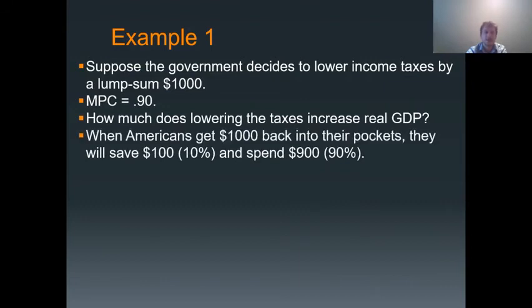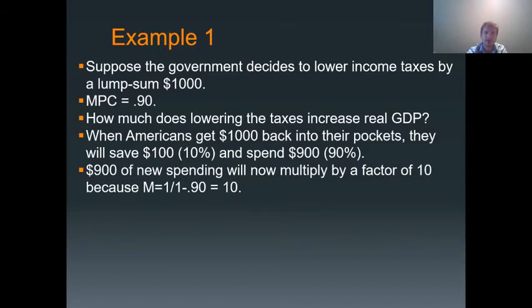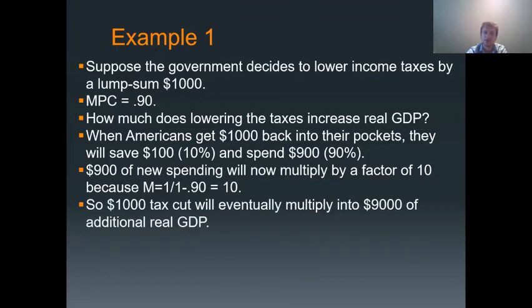So when Americans have $1,000 in their pockets, they'll save $100, 10%, and spend $900, 90%. $900 of new spending will now multiply by a factor of 10, because 1 over 1 minus 0.9 equals 10. So that is using the regular multiplier in order to figure this out. A $1,000 tax cut will multiply into $9,000 of additional real GDP.